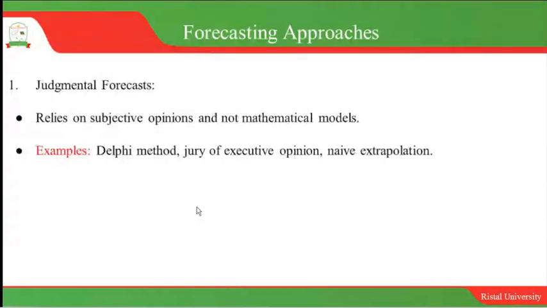For example, when we use the judgmental forecast, we are simply relying on subjective opinions and nothing statistical. Under this method, we have what we call the Delphi method. We have a jury of executive opinions, naive extrapolation, some of which are explained even in our next subsequent slides.